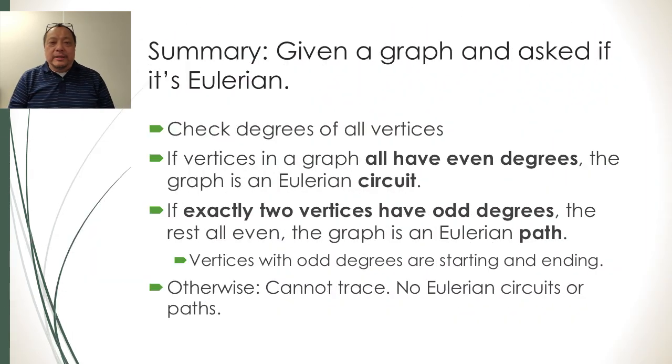All good? Here's a summary. When we're given a connected graph and we're asked if it's Eulerian, first check the degrees of all the vertices. If the vertices in a graph all have even degrees, the graph is an Eulerian circuit. If two vertices have odd degrees and the rest are all even, the graph is an Eulerian path. The two vertices with odd degrees are the starting and ending points. Anything else we cannot trace. The graph is not Eulerian, no Eulerian circuits, no Eulerian paths.